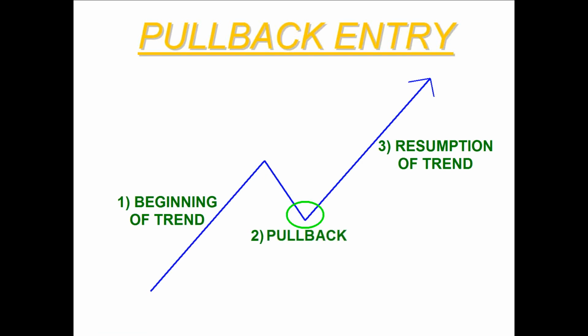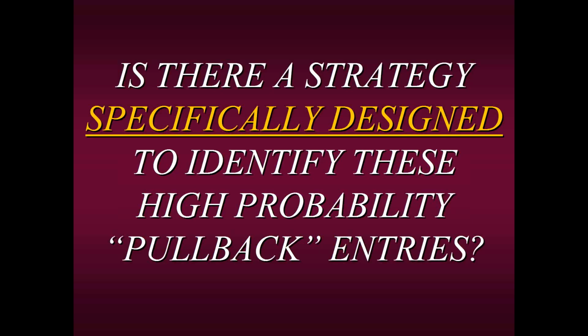Now, this all seems well and good. It all seems very simple to do. It's like, okay, well, after it's sold off a little bit, I guess I'll just buy here, right? But it is rather difficult because oftentimes what may appear just to be a pullback is in all actuality the beginning of a downtrend. So you don't want to be buying if it's going to continue to go straight down. So once again, this leads us to ask the question, is there a strategy specifically designed to identify these high probability pullback entries? One that won't get me in at the beginning of a brand new counter trend? And the good news is, yes, there is.